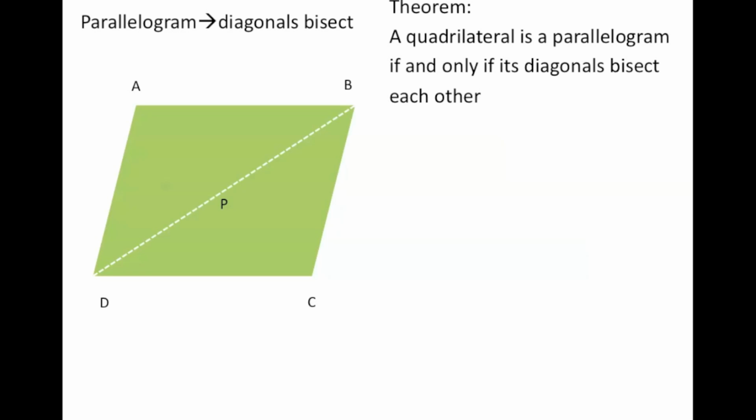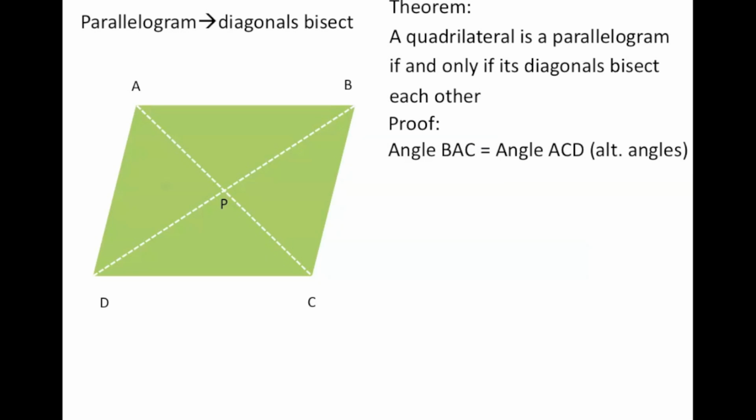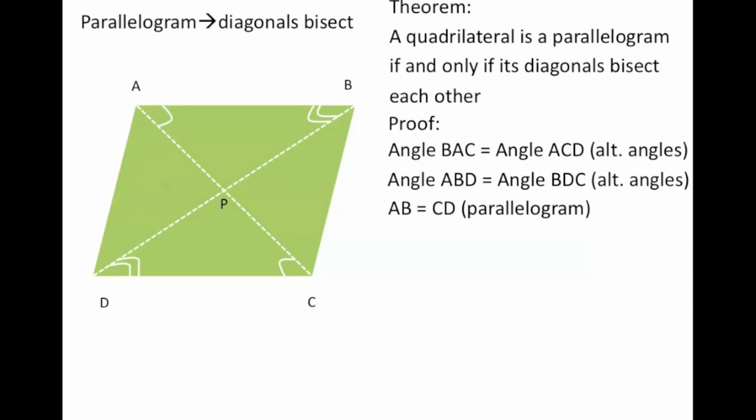So first, we're going to draw the diagonals and assume that they meet at point P. Now, by doing this, we see that angle BAC is equal to angle ACD because the quadrilateral is a parallelogram, and so that means these are alternating angles. Same way, this angle is equal to this angle, again because it's a parallelogram and they're alternating angles.